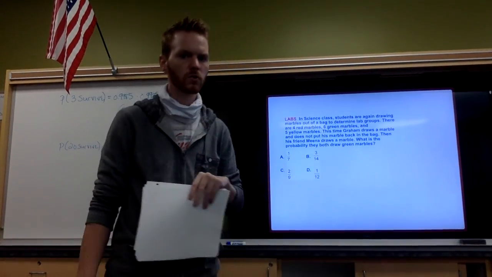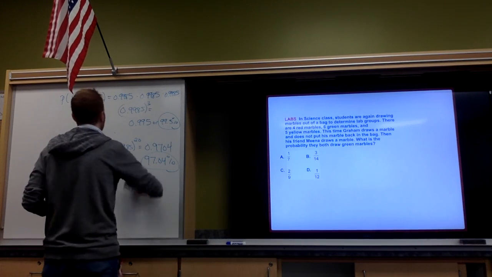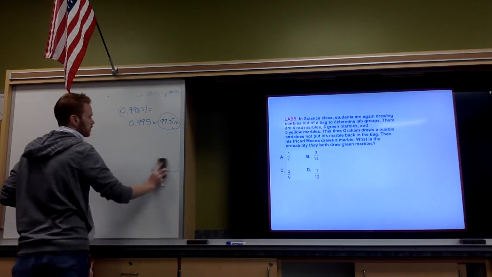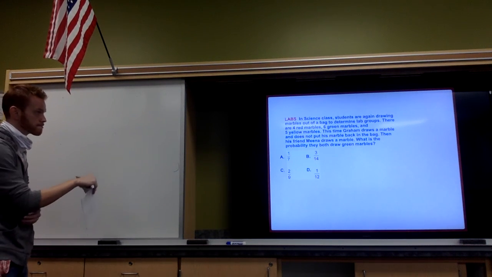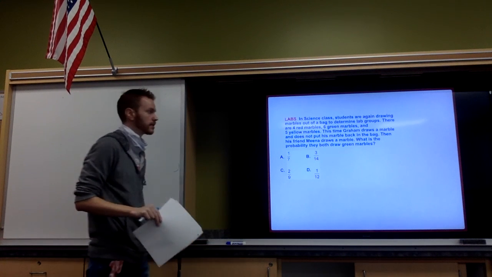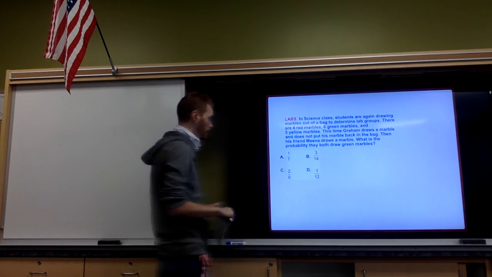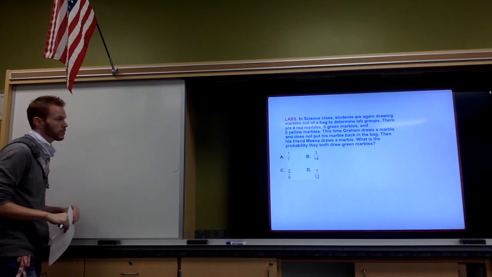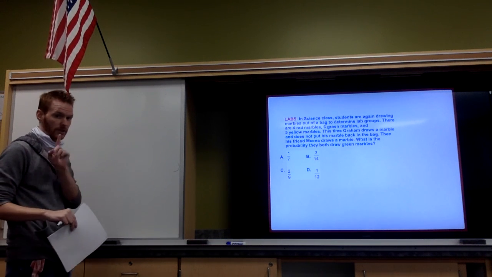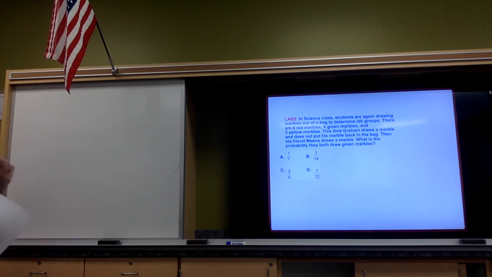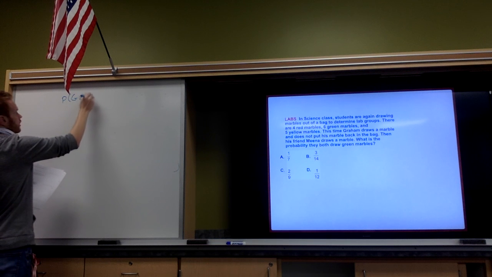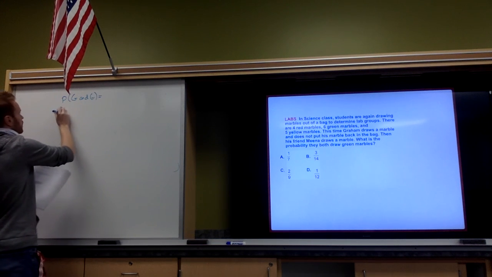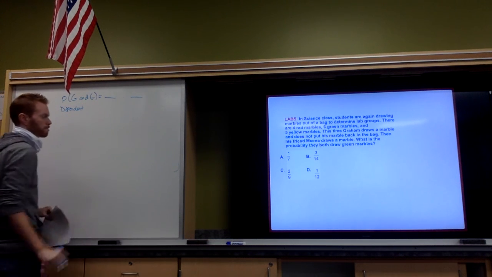Okay? So let's go back to the science class example. Lab groups again. This time we have Graham, who draws a marble and does not put it back this time. Then his friend Mina draws another marble. What is the probability they both draw green marbles? These are dependent events because it's going to affect what Mina draws now. So the probability of green and green is a little different. If you want, put underneath it that these are dependent events, so that way you can tell what the difference is. Okay?